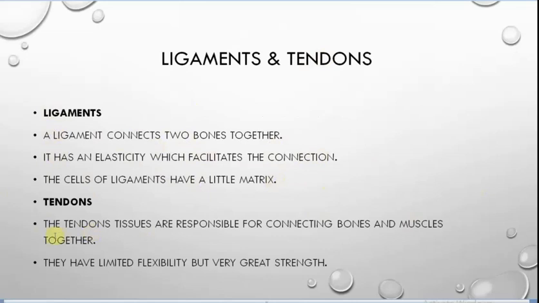The next one is tendon. The tendon tissues are responsible for connecting bones and muscles together. What is the work of the tendon? The tendon is responsible for connecting the bones and muscles together. They have limited flexibility but very great strength. So in short, ligaments connect bone to bone and tendons connect bone to muscles.